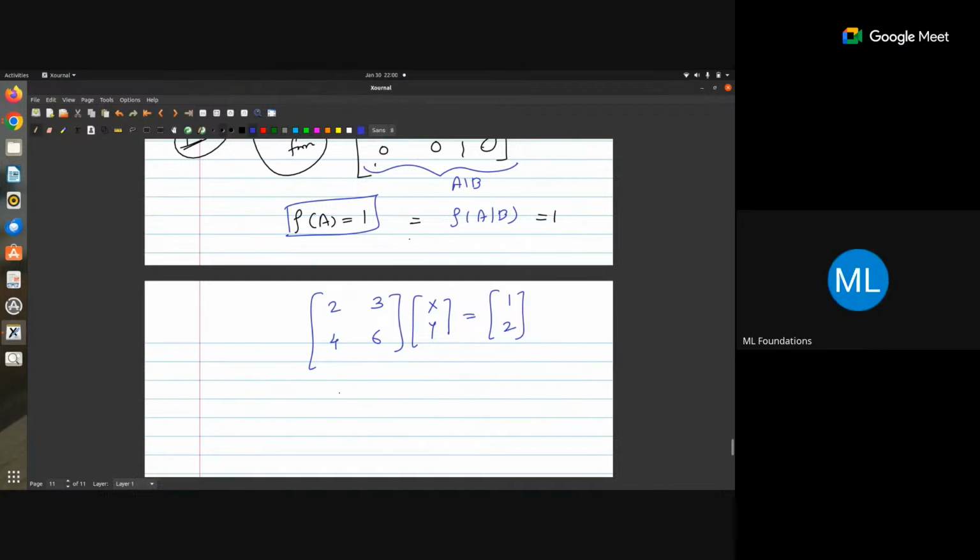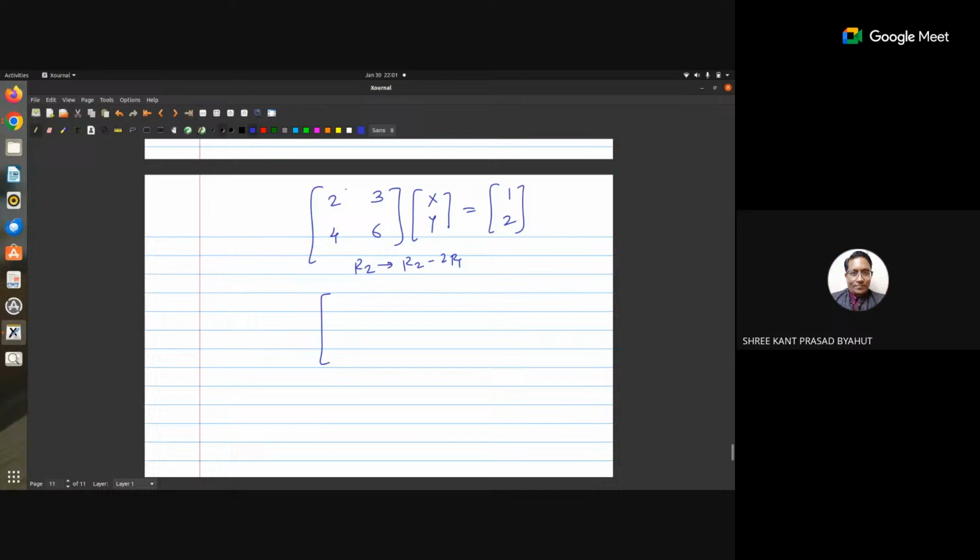How to solve this system of linear equations? I will just do R2 changes to R2 minus 2 times R1, the same thing I did for the augmented matrix. I'm just doing it the normal way, the Gaussian elimination technique. Here I'm using x and y equal to 1, 0. Now solve this. What is the solution? 2x plus 3y equal to 1, and 2x plus 3y is equal to 0.